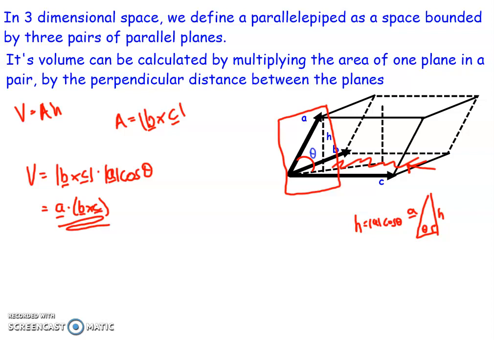Now, there's a couple of key things that we need to make sure we're aware of when we're working with our scalar triple product. A couple of key properties, again, that we need to take into account when we're doing any calculation involving this.